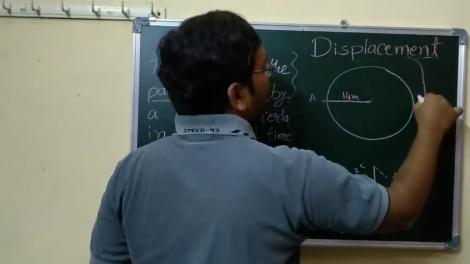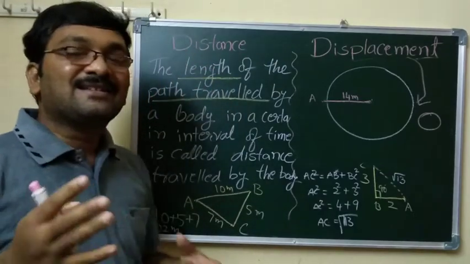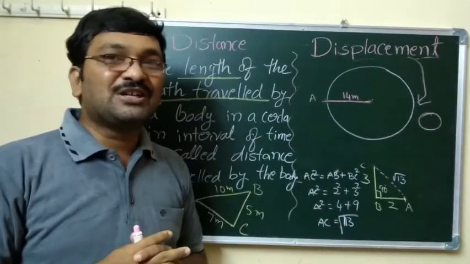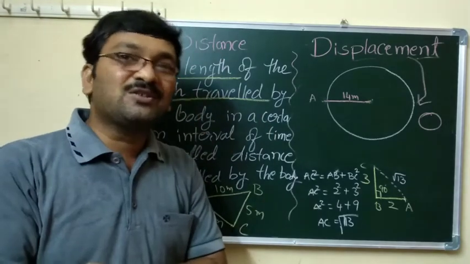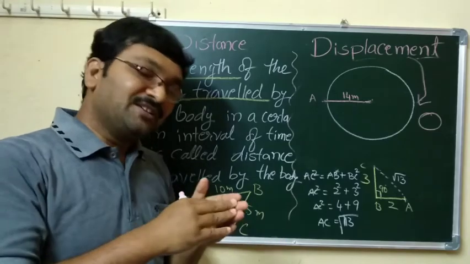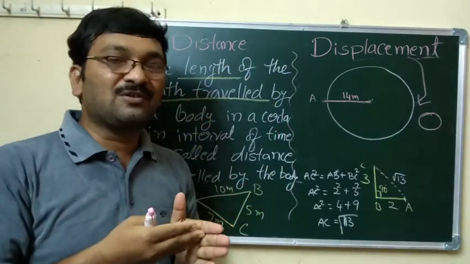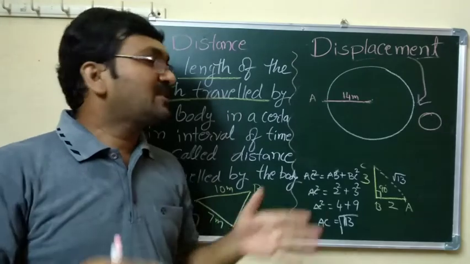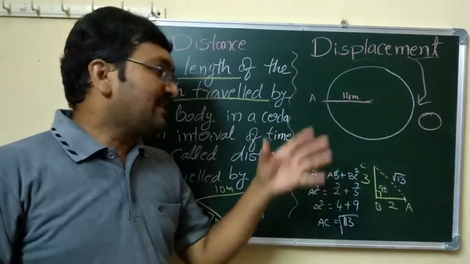So then this is 0, because there is no change in position. The initial position is the same as the final position. He started from the initial position and reached the initial position once again. So displacement has not taken place. That is 0.